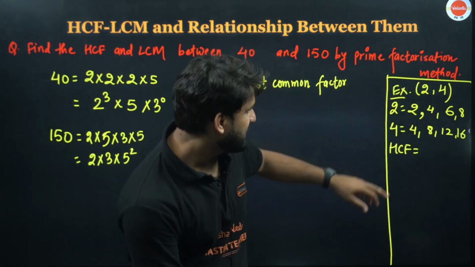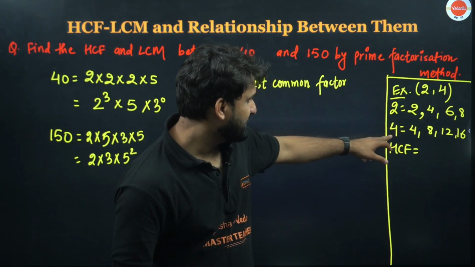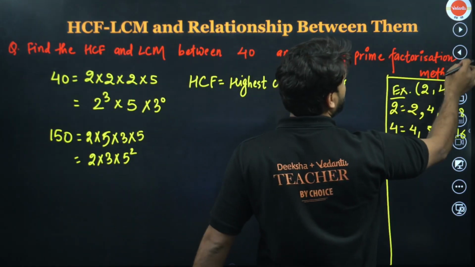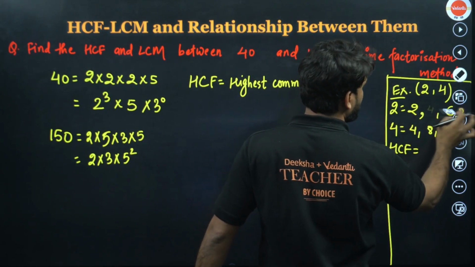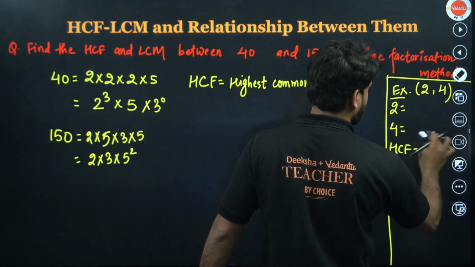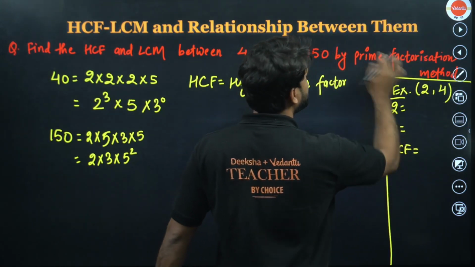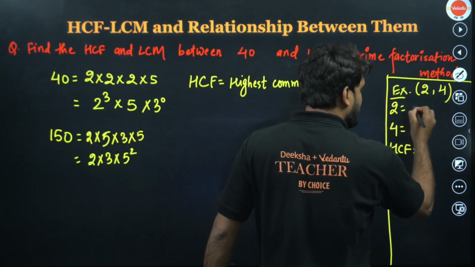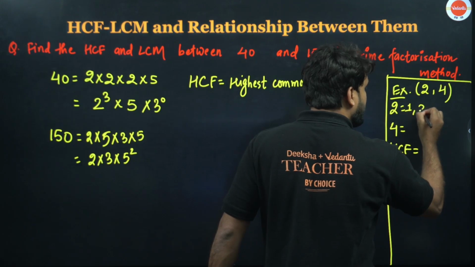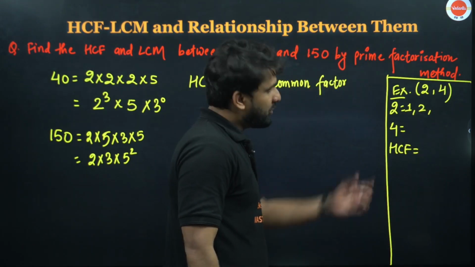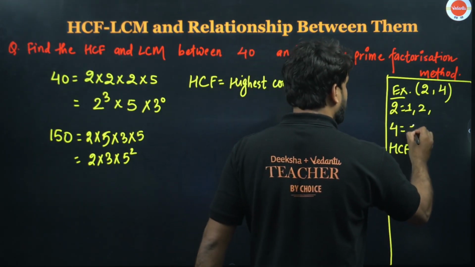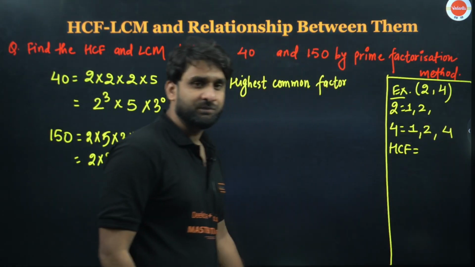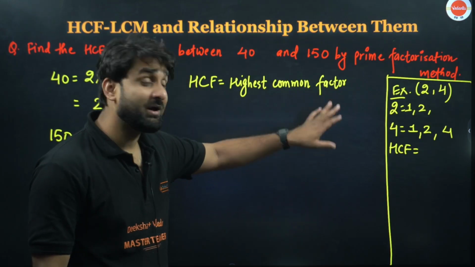So my dear champion, look at the numbers. Write the factors, because we are talking about factors here. What are the factors of 2 and what are the factors of 4? Let me give you the factors. 2 can be divided by 1, and 2 can be divided by 2 also. Only 2 factors. But 4 can be divided by 1, by 2, and by 4. Yes, because we are talking about highest common factor.